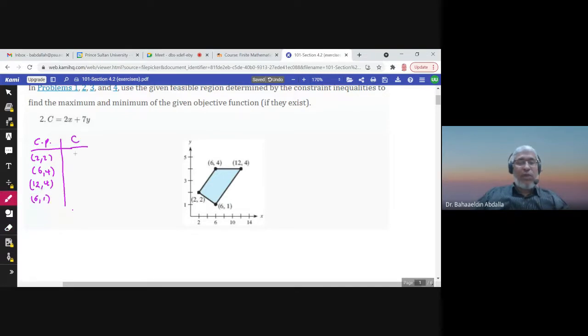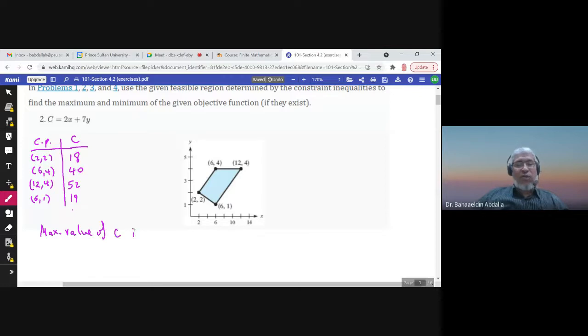So this is C. 2 times 2 is 4, plus 14, that's 18. 6 times 2 is 12, plus 7 times 4, that's 28, so that's 40. 12 times 2 is 24, plus 7 times 4, so plus 28. That's 52. 2 times 6 is 12, plus 7, that's 19.